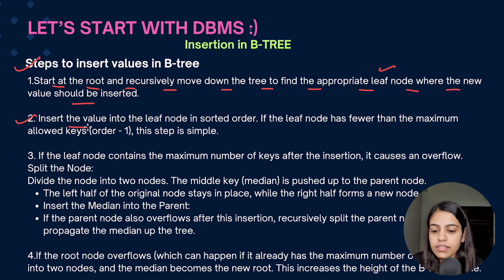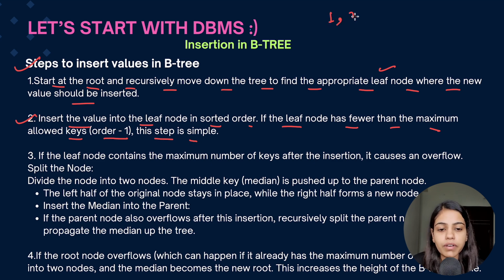Now second one is insert the value into the leaf node in a sorted order. So we have to insert the value into our leaf node in a sorted order. If the leaf node has fewer than the maximum allowed keys, that is order - 1, this step is simple. So consider that if I have to insert 1, 2 and 3 and this is my leaf node. Now this particular leaf node doesn't have any data at all. So what I'll do is insert 1 and then I'll insert 2.